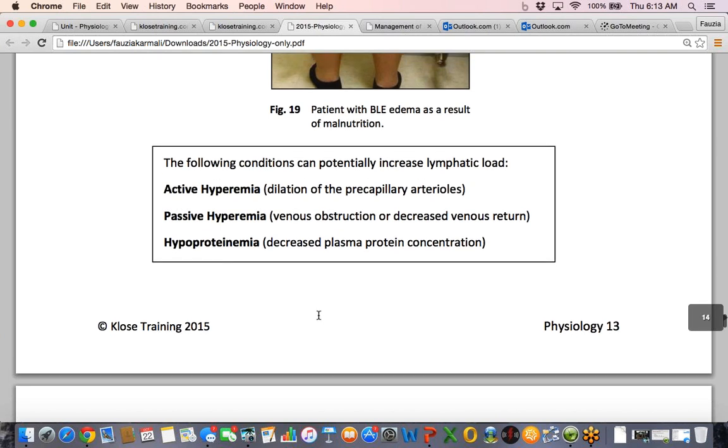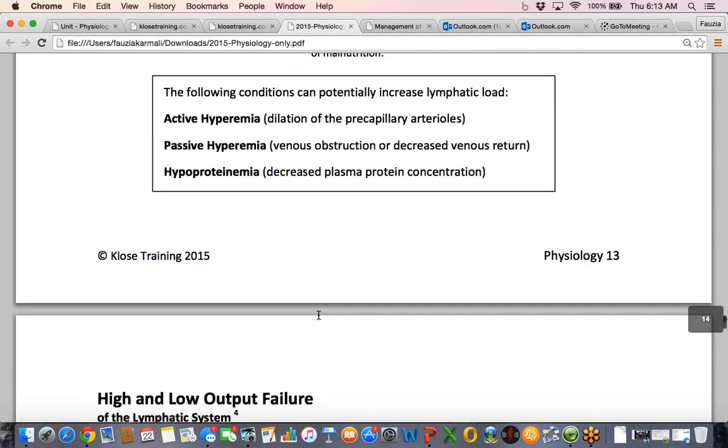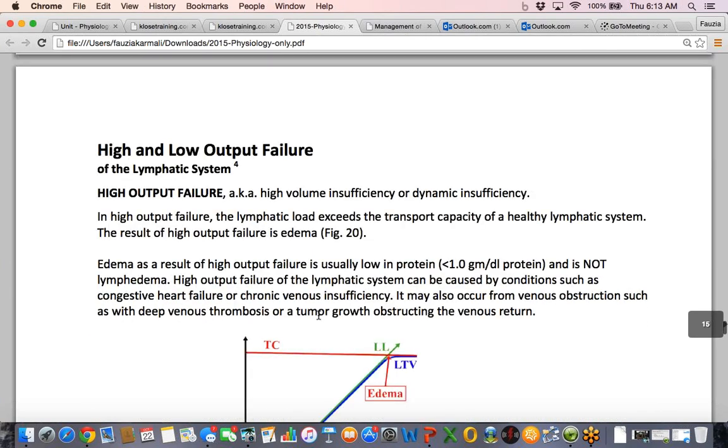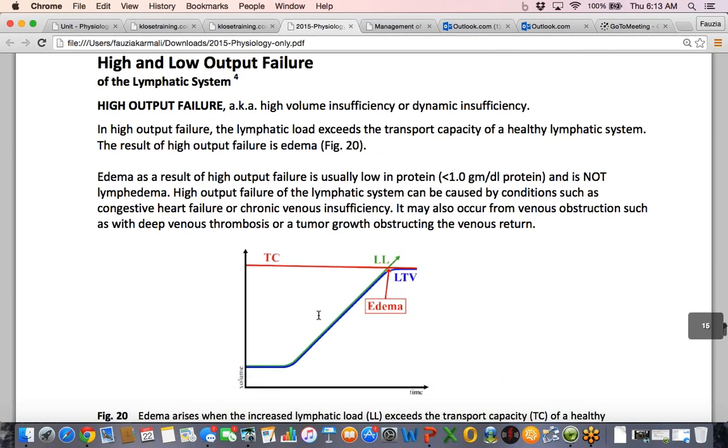Any questions about those three conditions from anybody? Is that pretty clear? No question. Okay.